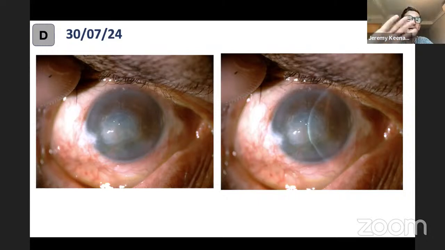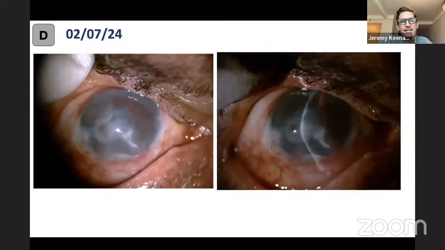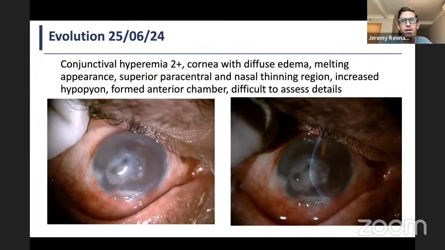When you did the glue, there was not yet a perforation. You were sort of doing it in anticipation, just to support the corneal thinning. I think that's a good idea. I think that can definitely sometimes help halt the progression of the disease.